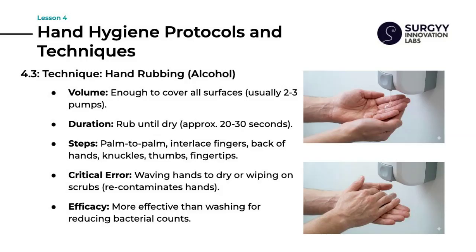Technique: hand rubbing using alcohol-based products requires specific steps for efficacy. Regarding volume, you must use enough product to cover all surfaces of the hands, which usually requires 2 to 3 pumps. The duration is also key. You must rub your hands until they are completely dry, which should take approximately 20 to 30 seconds.